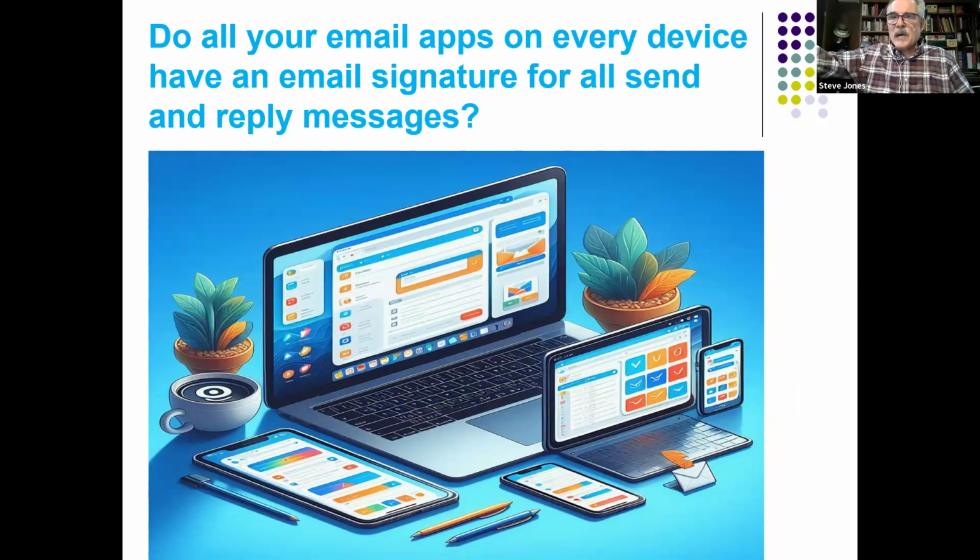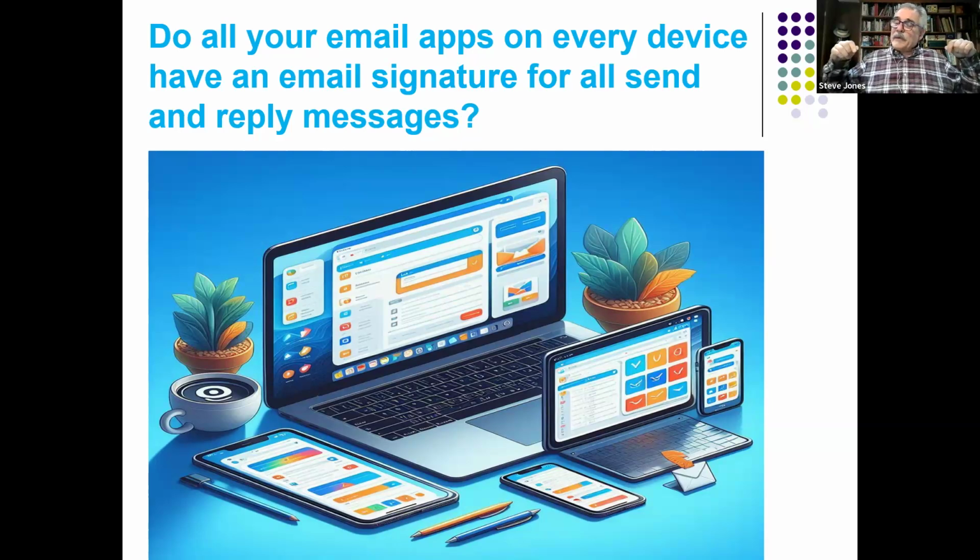Are we using an ATS or a CRM that we can send emails right out of the system? Do they have our email signature embedded in it so it defaults there automatically? And I guarantee I receive emails every single day from people that do not have their email address, their phone number, and their cell phone number and their office number in the signature part. Is it set up so that the replies also have your signature in it?